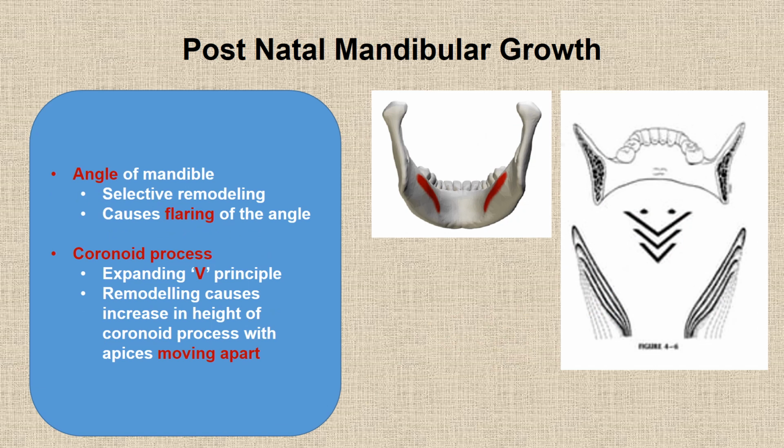Now, the angle of the mandible undergoes selective remodeling, and it causes flaring of the angle of the mandible. Now, the coronoid process also follows an expanding V principle. Remodeling causes an increase in the height of the coronoid process with the apices moving apart.